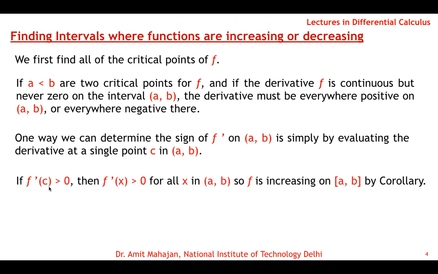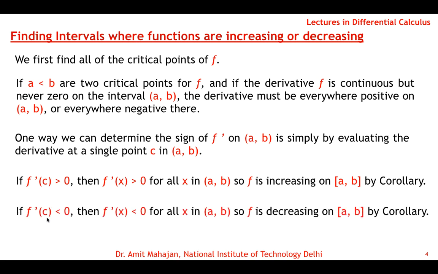So if f dash c is positive, that means the slope is positive for every x in this interval, so the function is increasing by the corollary. And if the derivative at c is negative, then the derivative is negative for every x in AB, and so the function will be decreasing in AB, where A and B are critical points and there is no critical point between A and B.